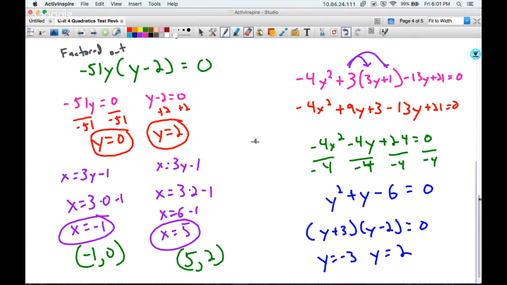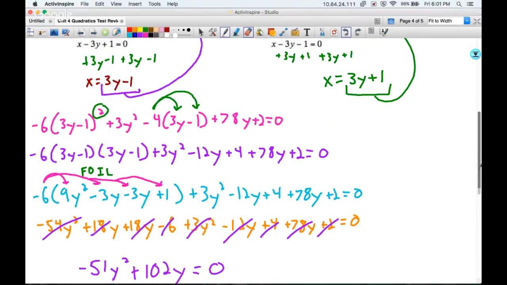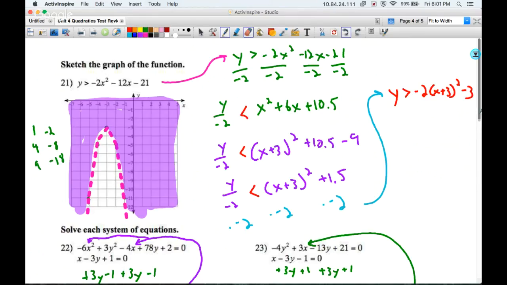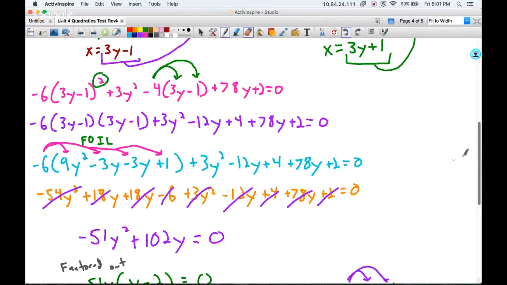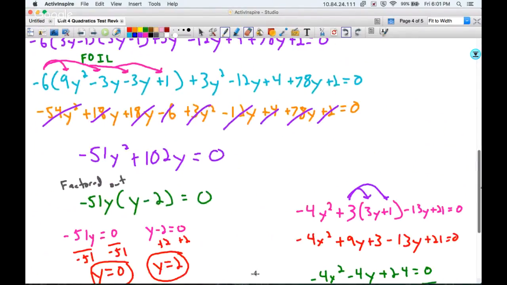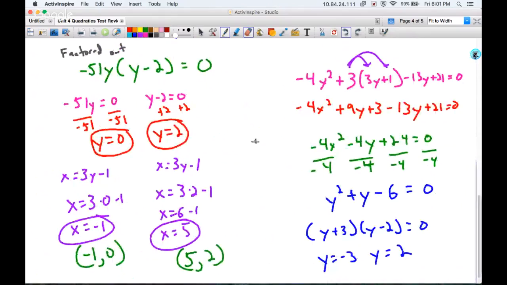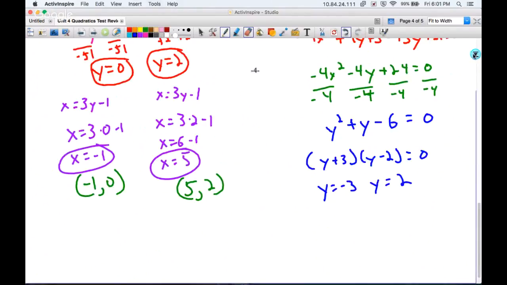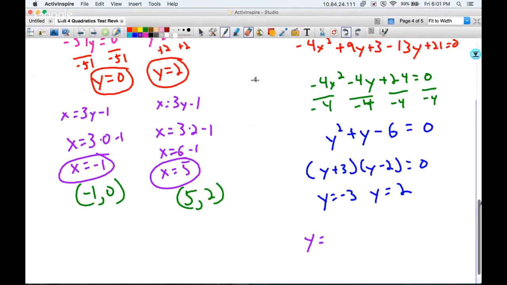Let's plug those into my expression up here. X equals 3y plus 1. Just keep going down. I think it's x equals 3y plus 1.